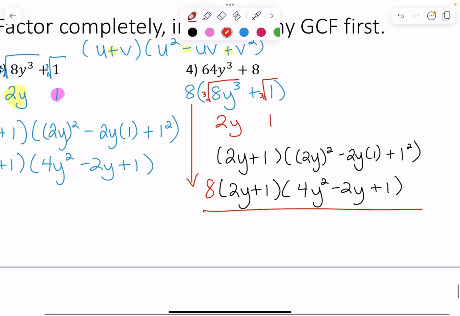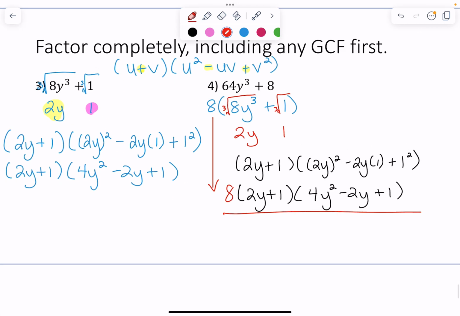I hope you can see that 3 and 4 are very similar because 3 is what we got after we pulled out the GCF. So it does make a difference if you pull out a GCF first. Otherwise, you'll get a different answer. Because if you did the cube root of this, it'd be 4 and y, and then this one would be 2. So you'd get a completely different answer.